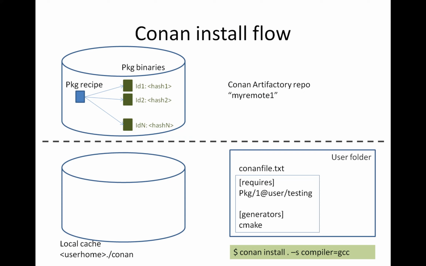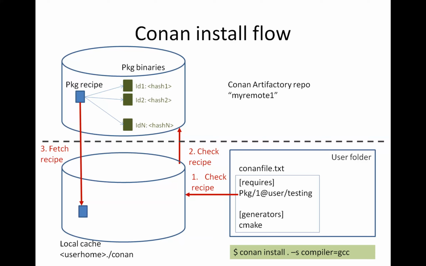So what is the process of installing the binaries from the server to the local cache? Okay, so the first step would be, I'm requiring package version 1, so I'm going to check if this recipe exists in my local cache. As I have just installed Conan, the local cache will be empty. So the next step will be, let's check the remote, let's check if the package version 1 is in this remote. Okay, it is there, so it will fetch the recipe and bring it to the local cache.